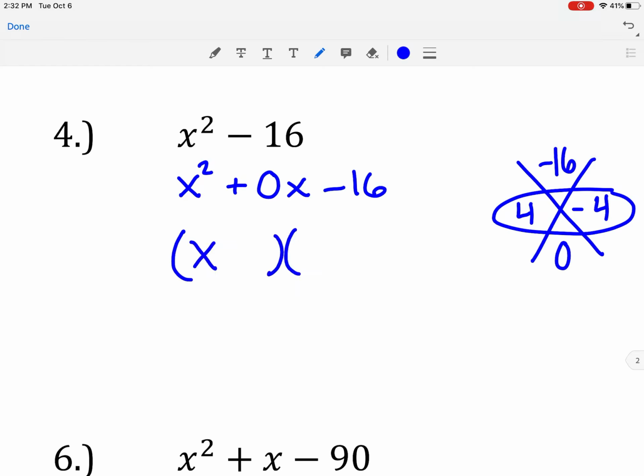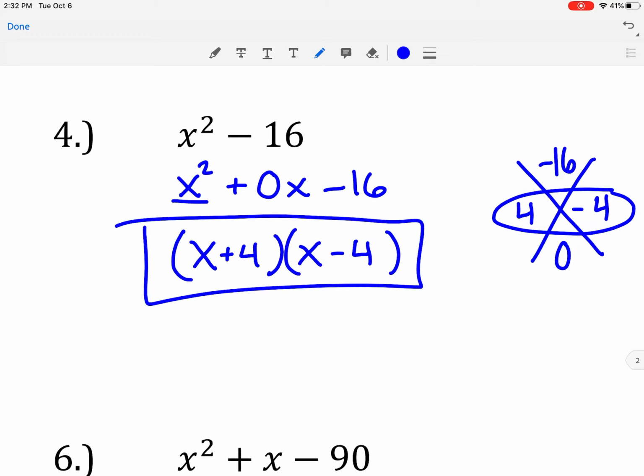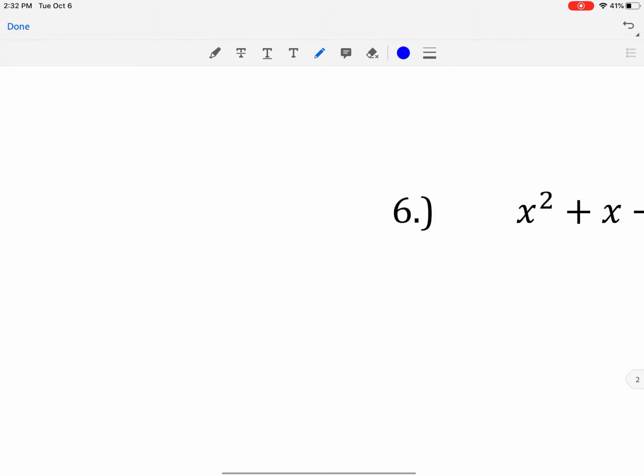So I can jump to my final answer. x and x, when I multiply, that gives me the x squared. And then I use the positive 4 and negative 4. It doesn't matter which one goes first. Just make sure you have both of those numbers in your final answer.